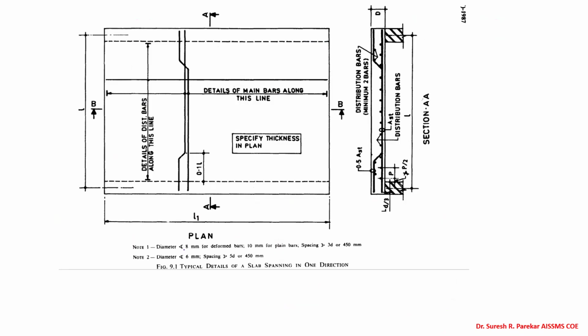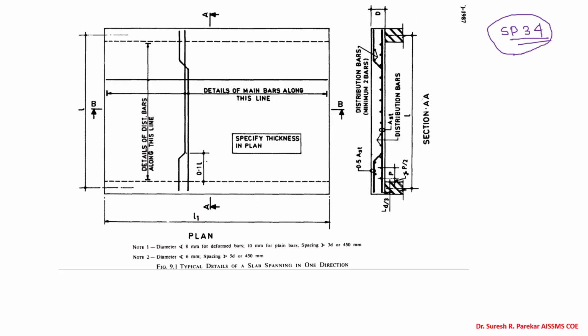Now you can see this reinforcement. This will be a one way slab. So now you can mention a typical detail of a slab spanning in one direction. This diagram is in SP34. Keep in mind, this is the most important one. Otherwise you will say that we do not know SP34. So all details are as per this. You have drawn this diagram for the INSEM examination, if you remember.